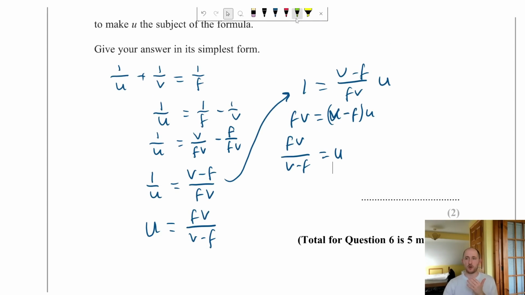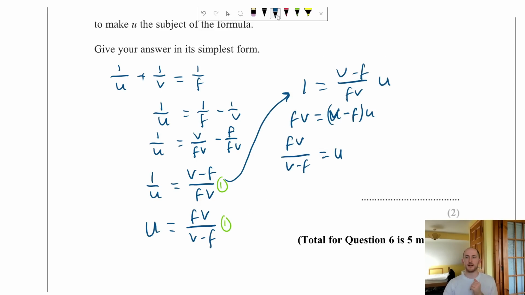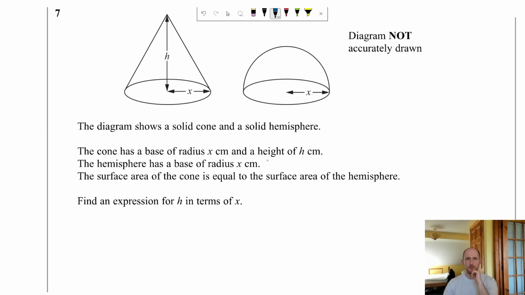The marks here are a lot more savage. Basically, you get a mark for combining the fractions and a mark for taking the reciprocal. So doing this method will cost you some time, but it is still correct. Do not worry. And yet more geometry questions.